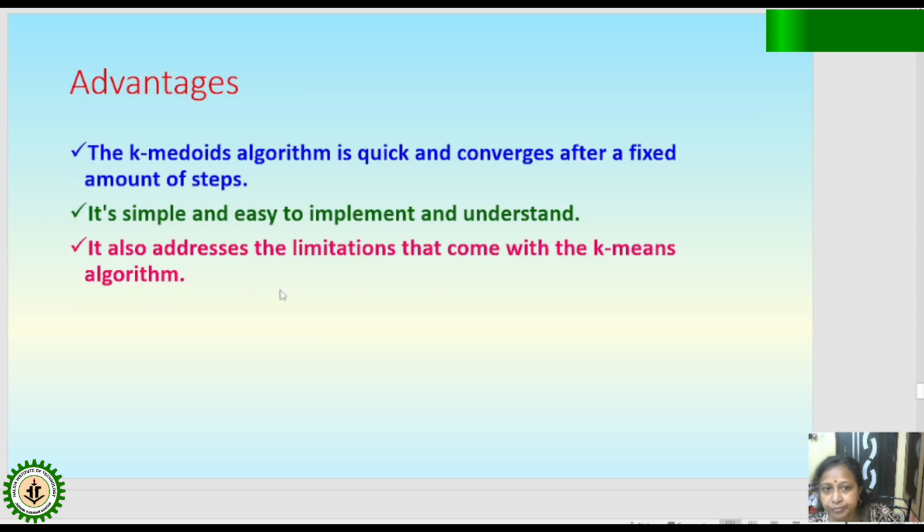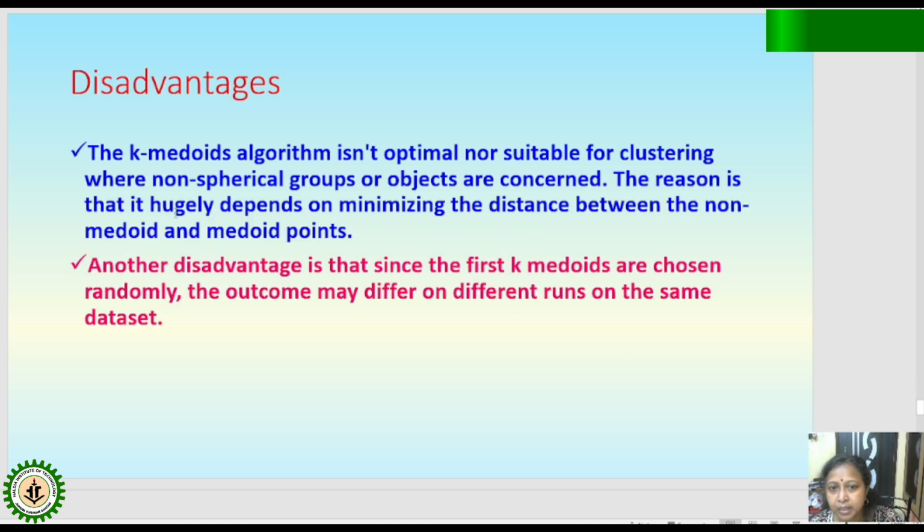Now, what is the advantage of the K-medoid algorithm? The K-medoid algorithm is quick and converges after a fixed number of steps. It's very simple and easy to implement and understand. It also addresses the limitations that come with the K-means algorithm.